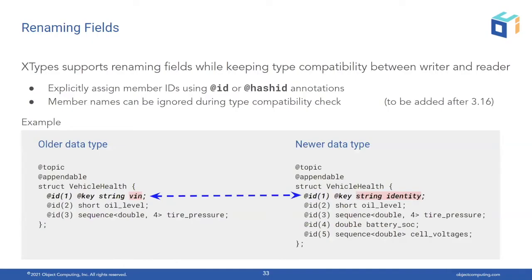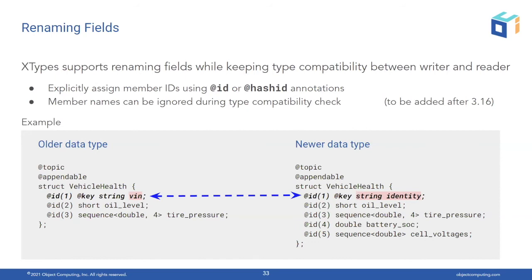Okay, so in this section, I am going to talk about some interesting use cases of Xtype. A common use case for a DDS application is a need to rename a member in a data type. For example, in an old data type, the vehicle used a field name, vehicle identification number, as a key field, and later in a newer DDS application, the application changed the name of the field to identity.